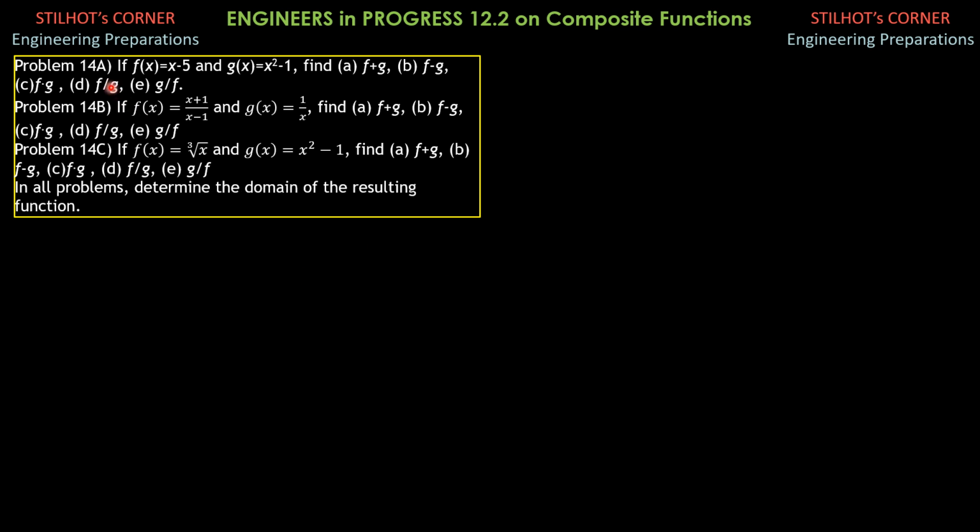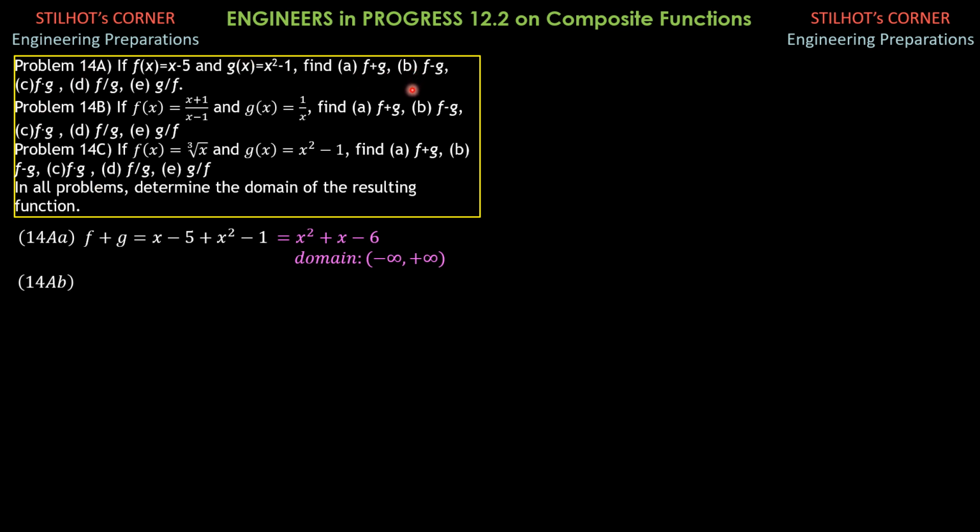So 14a, f of x is x minus 5, g of x is x squared minus 1. Therefore, f plus g is x minus 5 plus x squared minus 1. Simplifying, that's x squared plus x minus 6. And since we can substitute any value of x without a problem, the domain is the set of real numbers, negative infinity to positive infinity.